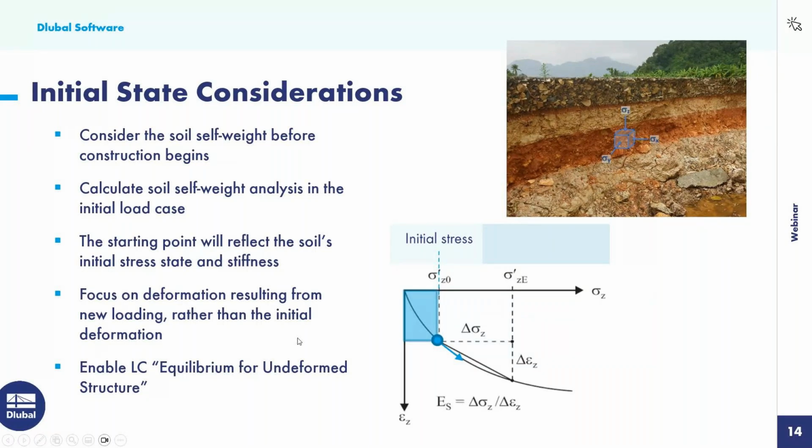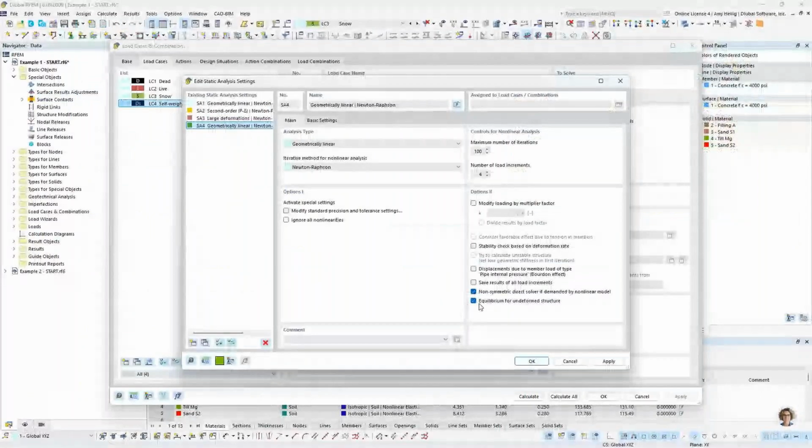But we want to focus on the deformation resulting from the new loading. Again, this is the structure's dead, live, and snow loads, rather than the initial deformation from the soil self-weight. We want that deformation to start at 0, but while still considering the initial state of the soil for stress and stiffness. So that's why we enable this load case's equilibrium for undeformed structure within that analysis type. So we'll go back to the PowerPoint to ensure that this option is turned on here.